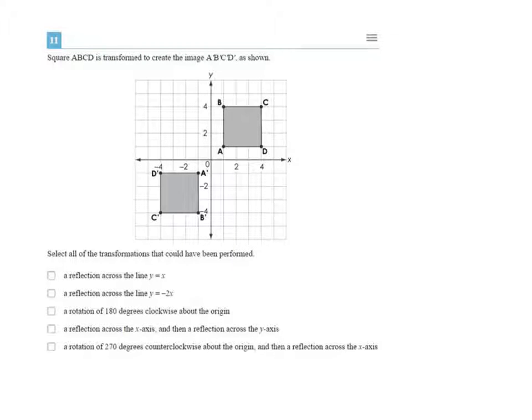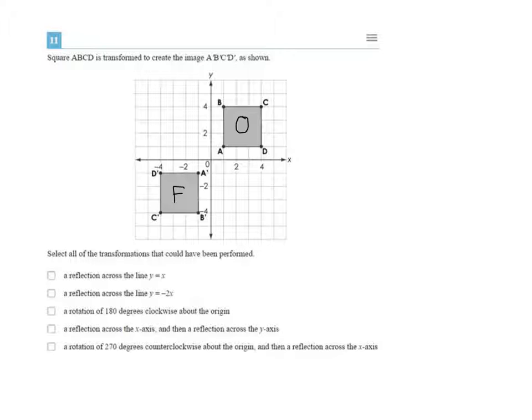Alright, so let's look at this one. Square ABCD is transformed to create image A prime, B prime, C prime, and D prime. Select all of the transformations that could have been performed. This is notorious for some of these tests where they will give you multiple answers to a problem. So this is my original shape. I'm going to put a big O for original. I want to see what gets the O to the finished transform F.